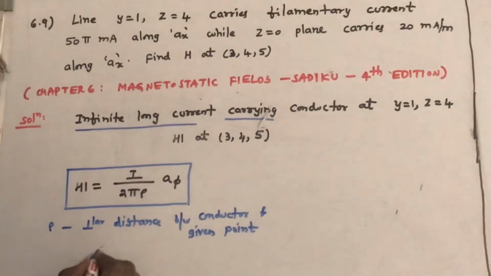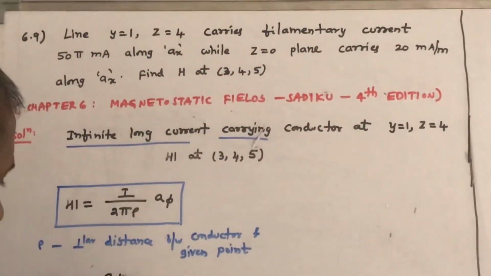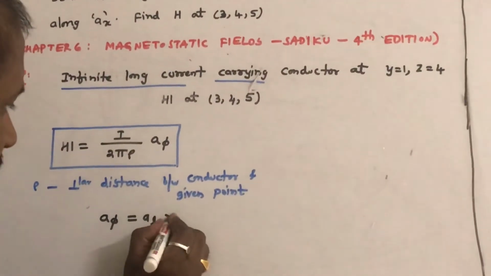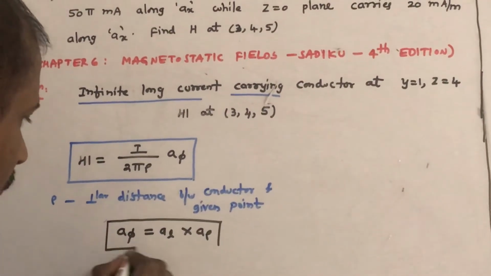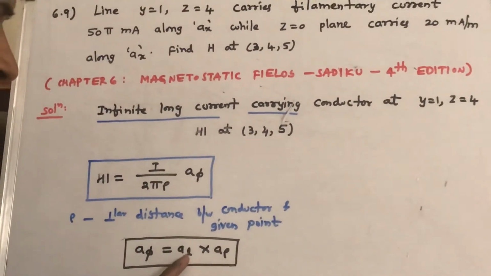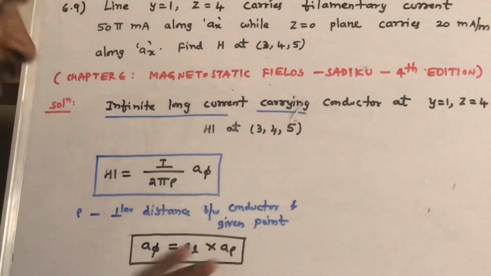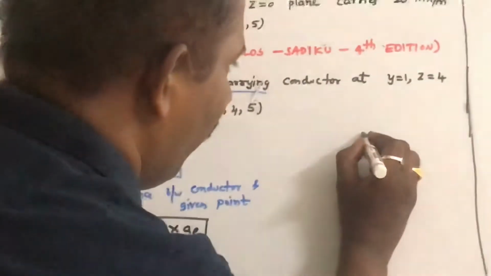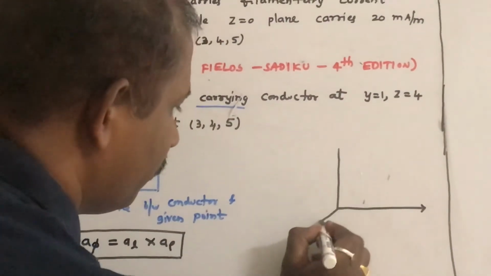And one more formula in this. What is A phi? A phi is equal to AL cross A rho. These formulas you have to remember. AL indicates the direction of current and A rho is the perpendicular unit vector between the conductor and the given point. So let us draw the given conductor where it is located in the three-dimensional coordinate system.